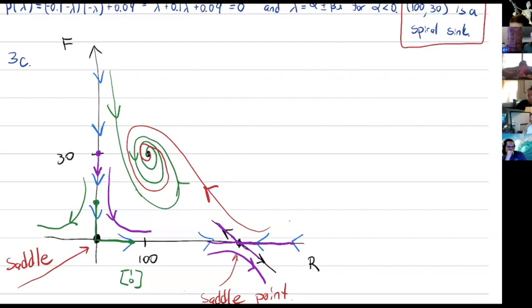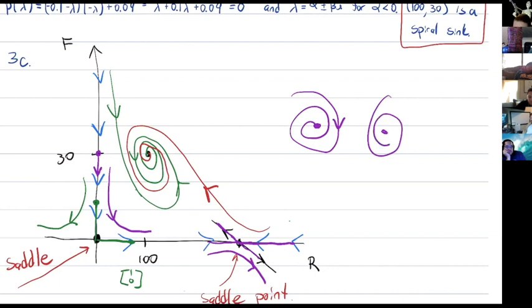And the point at 130, that was a spiral sink. So we're not going to find eigenvectors for that because they're complex, but I know that it spins in. And the question that I would want you to consider when you're doing this is that a spiral sink can go in like this, or it can go in like this. So it can spin counterclockwise in, or it can spin clockwise in. And so you need to determine that.